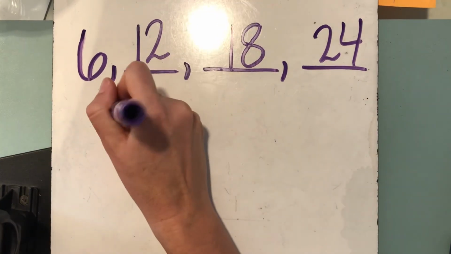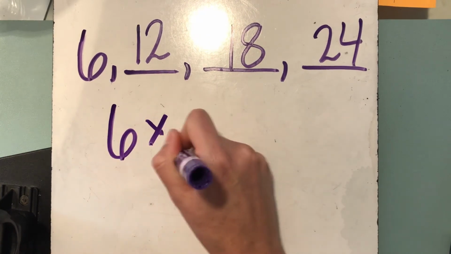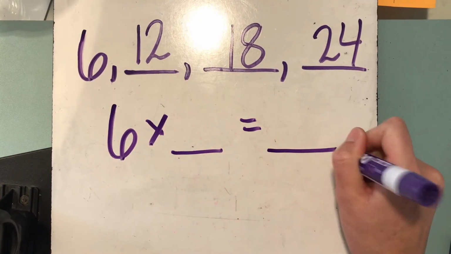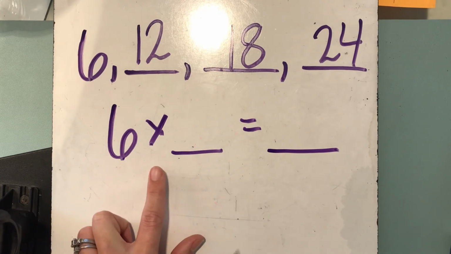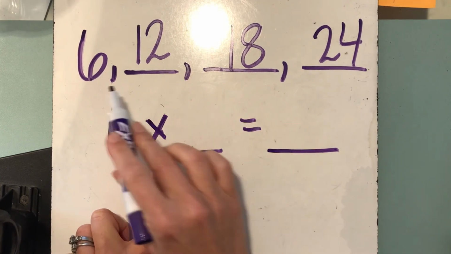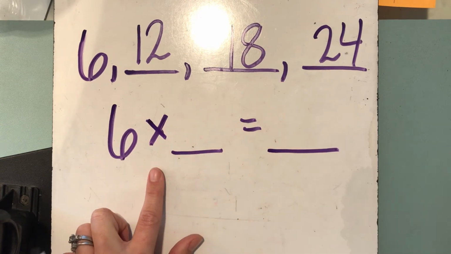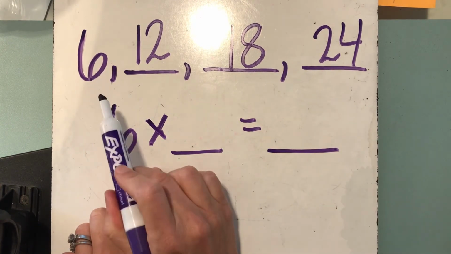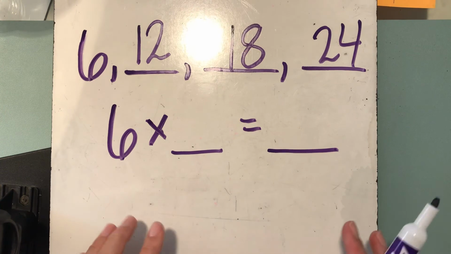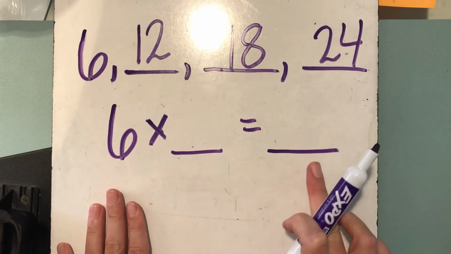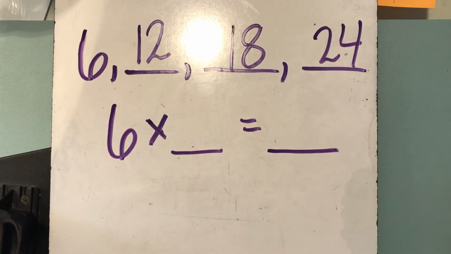Now we need to solve this problem. 6 times what equals blank? So I want you to tell me how many times did I skip count to get to my last number? Well, let's count. So pause the video, see if you can solve this problem. How many times did I skip count to get to my last number?